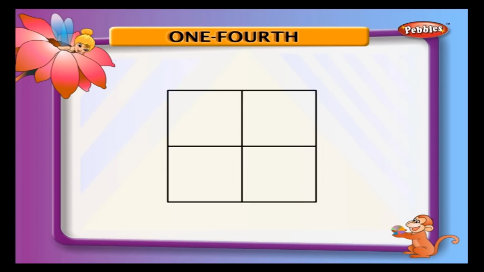3/4 and 1/4. This square is divided into 4 parts equally. 3 parts of the square are colored and it is called 3/4 and is written in numbers as 3 by 4. And the part which is left out without being colored is called 1/4 and is written in numbers as 1 by 4.